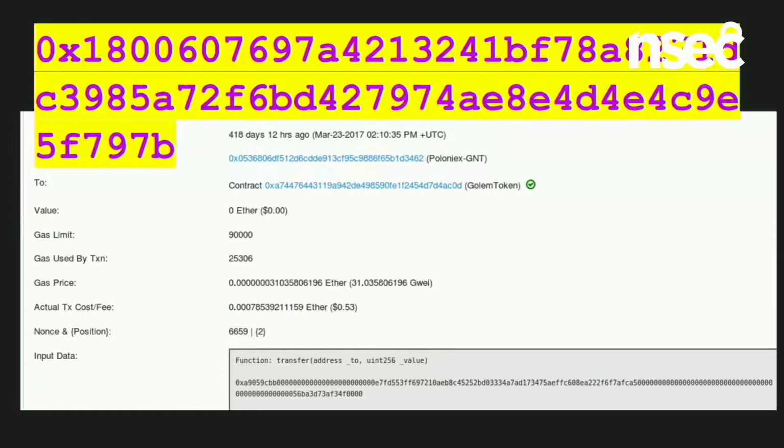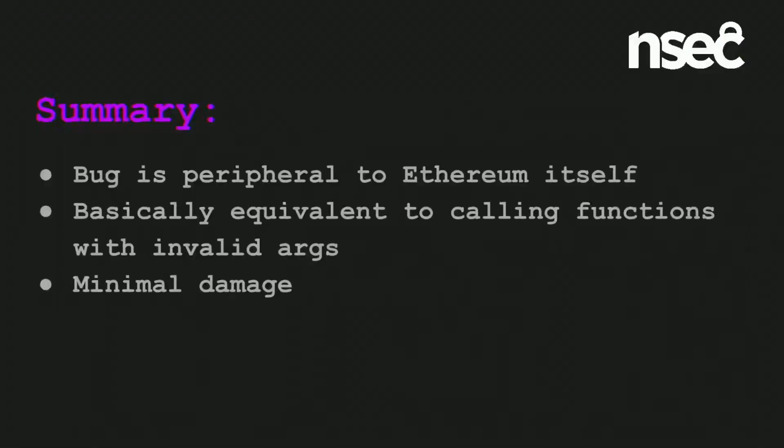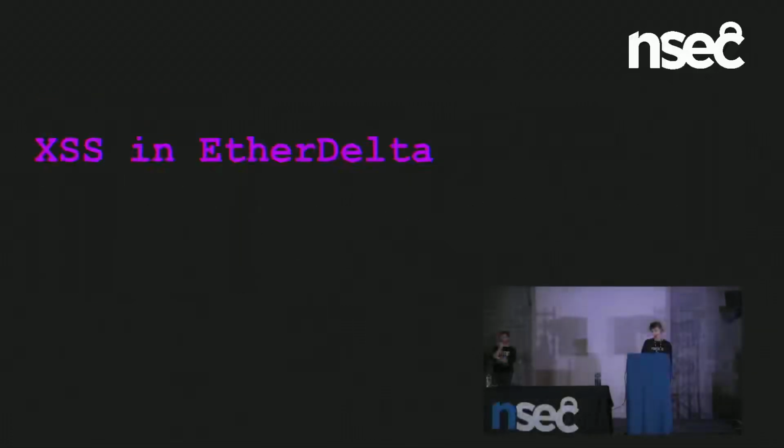But there are at least 35 other transactions that have similar formatting errors. Turns out Poloniex was just not validating user input at all. And this one is also from Poloniex, 4 days after this bug was disclosed, but it did not drain any wallets either that we know of. So this is a quick one to summarize. Peripheral to Ethereum itself, basically equivalent to calling functions with invalid args, minimal damage.